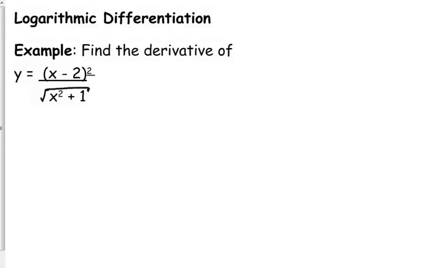Exponents, square root, we've got a binomial in the top and in the bottom. There is something called logarithmic differentiation that may make our life a little bit easier. Remember in the rules of mathematics, if you do something to one side of the equation, as long as you do it to the other side, you're still balanced. So we are going to take the natural log of both sides of this equation.